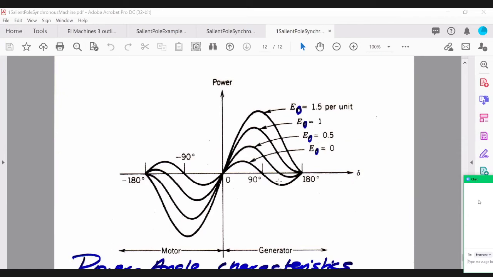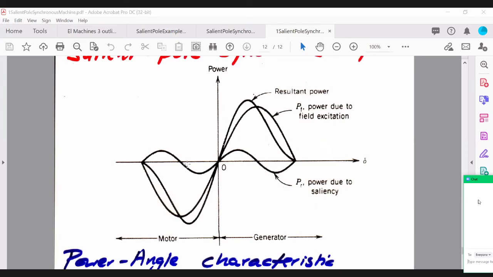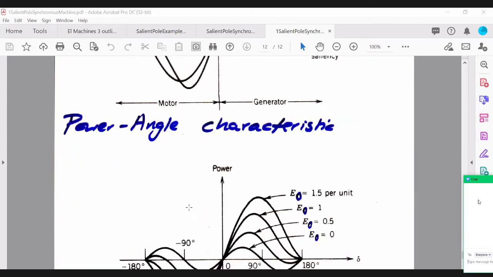If you remember, that was discussed in the Machines 2 course, why it is at 45 degrees. You have to just revise the notes if you've forgotten. And now if you start to increase the field current, as you can see, if you reach E naught equal to 1 per unit, this is how the curve looks. Obviously, it's this shifted resultant power, which is this one here, that's being represented here.